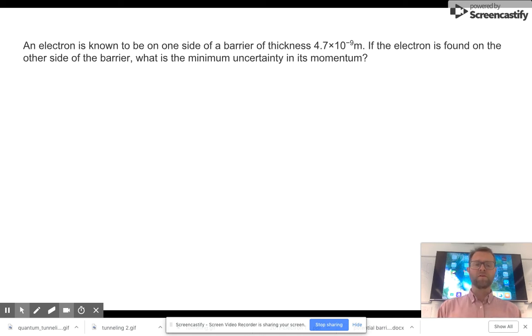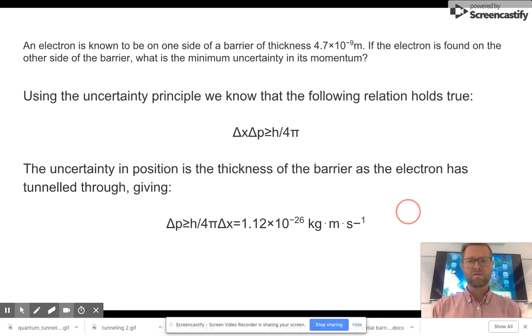So think about which formula you're going to apply to this. And here we would use the uncertainty principle. We know the relationship between the uncertainty in location and the uncertainty in momentum is greater than or equal to h over 4 pi. And so the uncertainty in position is the thickness of the barrier, which is the number we can plug in. And that means that our only remaining unknown is the uncertainty of the momentum, which comes out as 1.12 times 10 to the minus 26 kilograms meters per second.